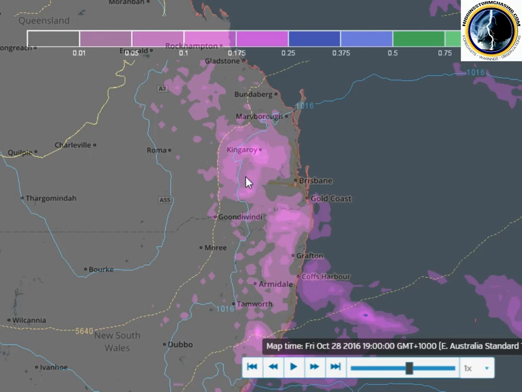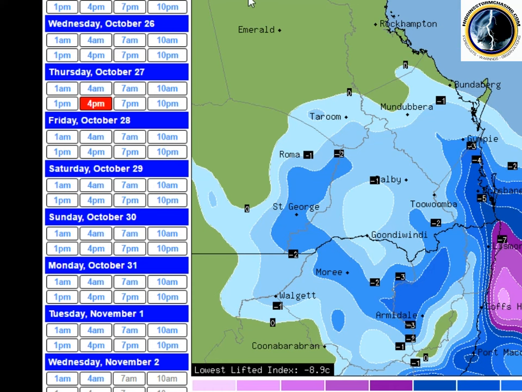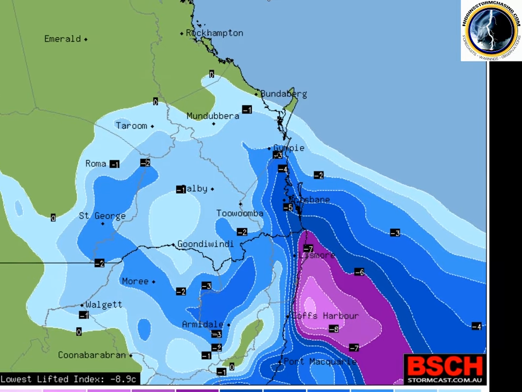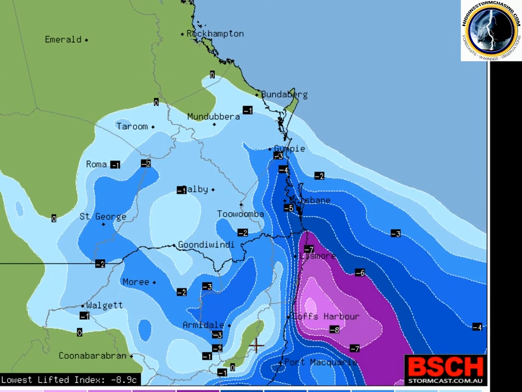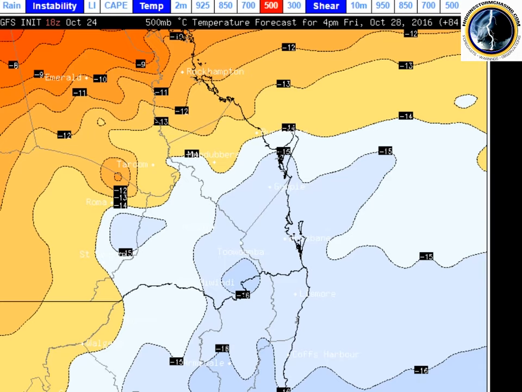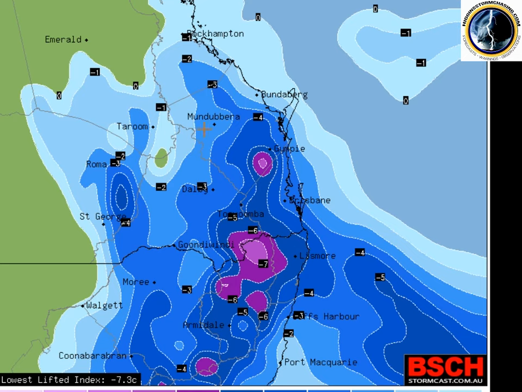All right, so just be prepared, guys. Watch out for this instability on Thursday. It is likely to kick up some showers and thunderstorm activity. It is likely to come slowly in from the west, and it's probably a better chance of reaching the coastline on Thursday. But then on Friday, the instability greatly increases.